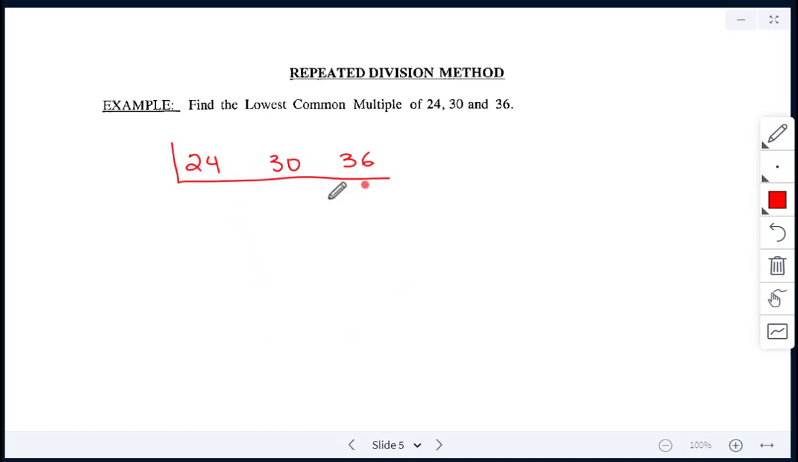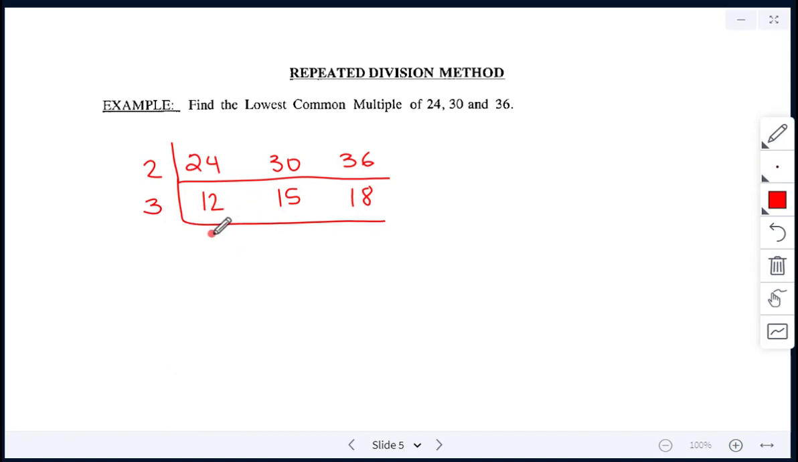So 24, 30, and 36 are all even numbers, so let's just start dividing by 2. So 24 divided by 2, that's 12. 30 divided by 2, that's 15. 36 divided by 2, that's 18. And we can continue. We have 12, 15, 18. All of them are divisible by 3 this time because we have the 15.